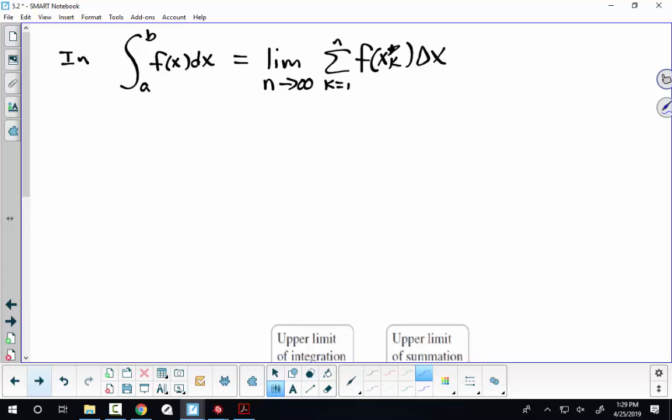In the definition, the integral from a to b of f of x dx equaling that limit, we broke down what the limit as n approaches infinity of the summation actually contains. As far as the notation on the left, this piece of the symbol, the integral sign, is an infinite sum.